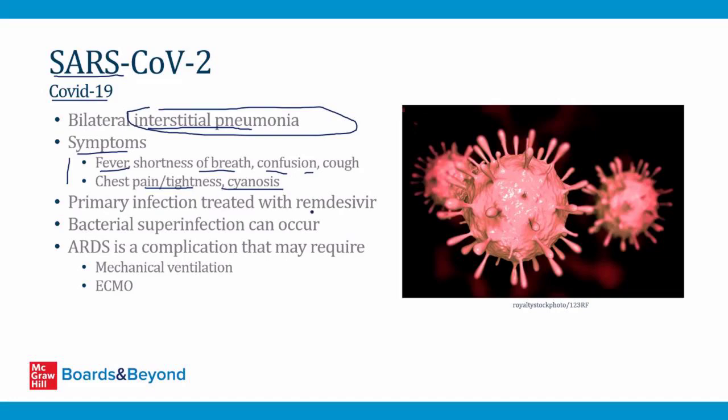Primary infection can be treated with the antiviral agent remdesivir, which I talk about in the infectious disease section, and patients can develop a superinfection on top of the viral infection with a bacterial cause of pneumonia. And a serious complication that we worry about in COVID-19 infection is ARDS, which I talk about in the first pneumonia video. This is what led many patients during the pandemic to require mechanical ventilation in the ICU, and sometimes even ECMO. ECMO is the heart-lung machine. It circulates the blood and oxygenates it for patients whose respiratory status is extremely poor.